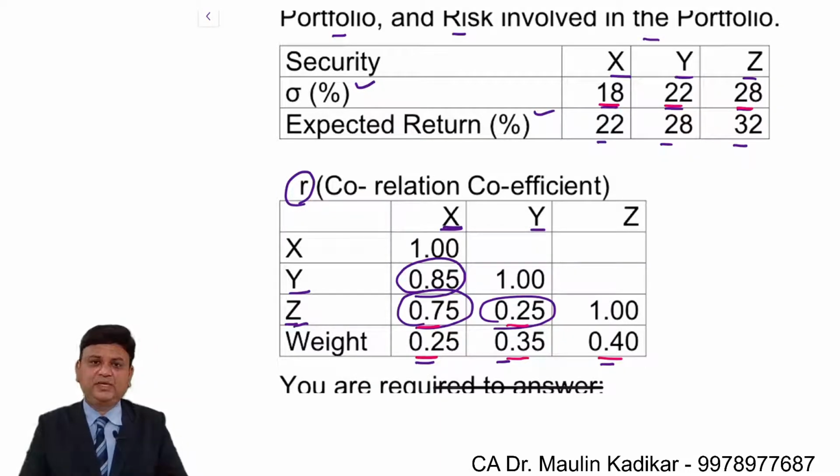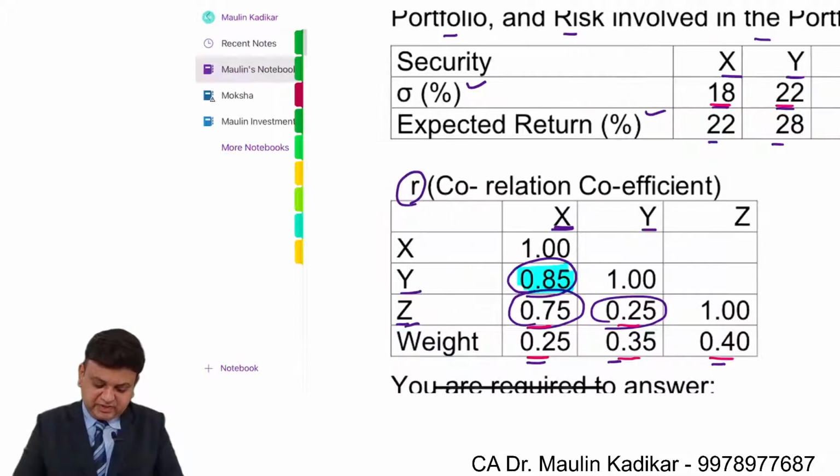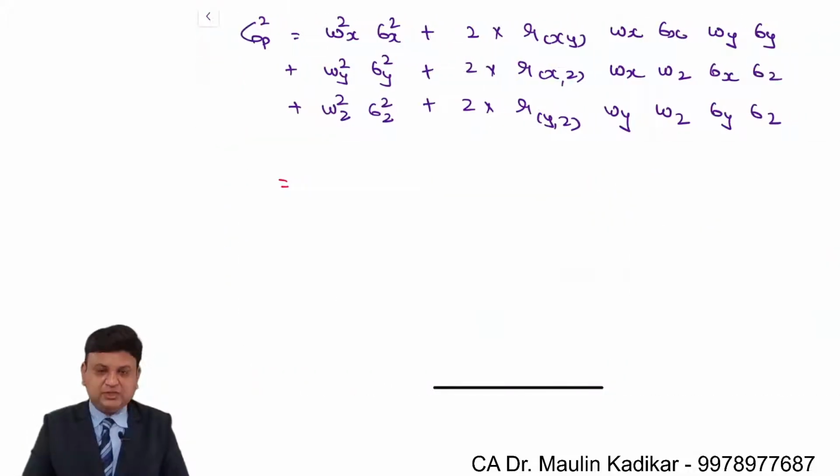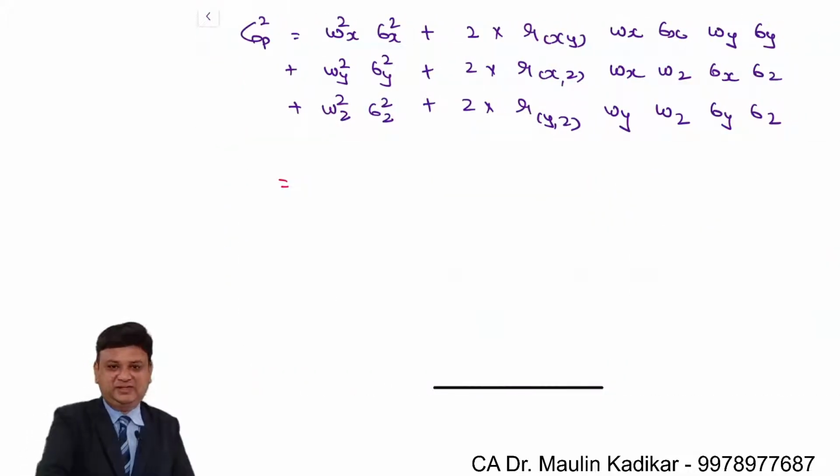The most important thing is that when you are taking 2 into R between x and y, then you have to take weight of x, weight of y, standard deviation x, standard deviation y. See, that is something which is important. Why? Because there are chances of committing some mistake in that. So just be careful for the same. So let us make the calculation of the answer.